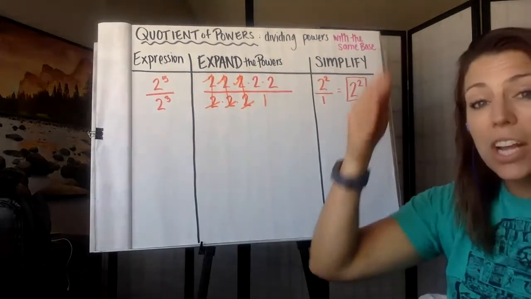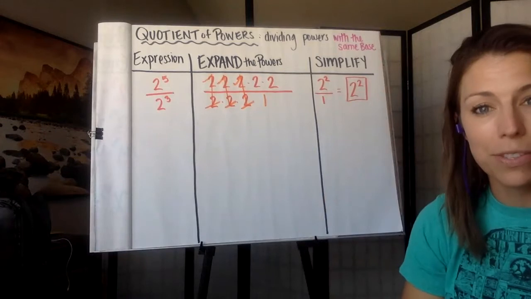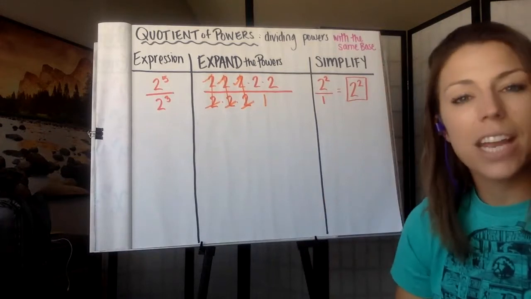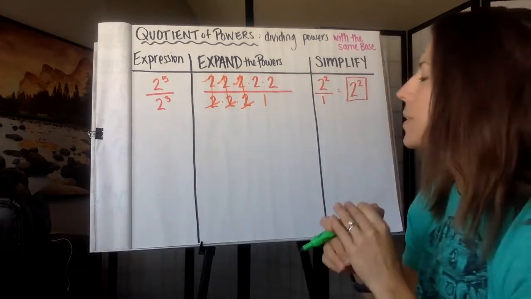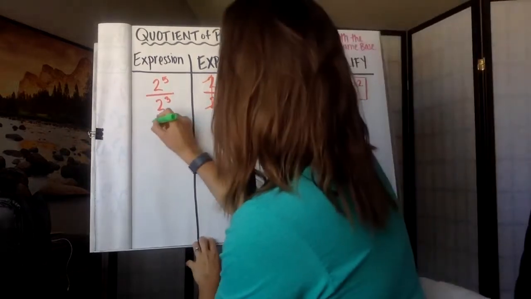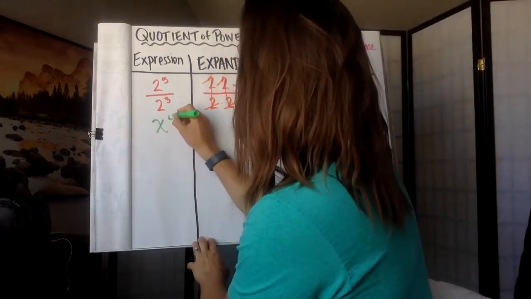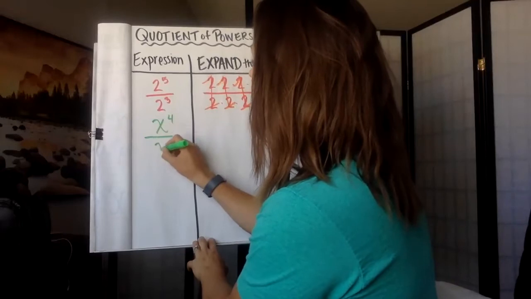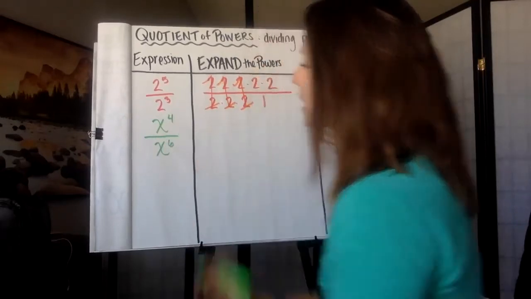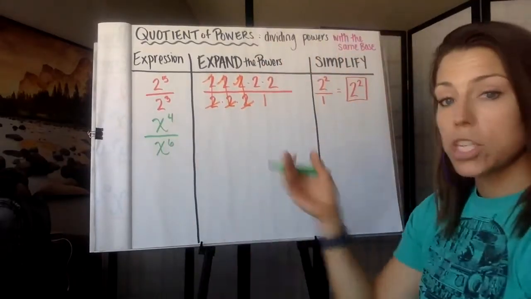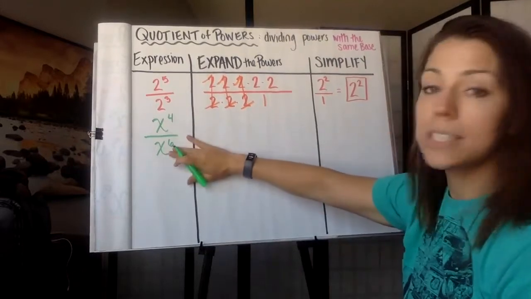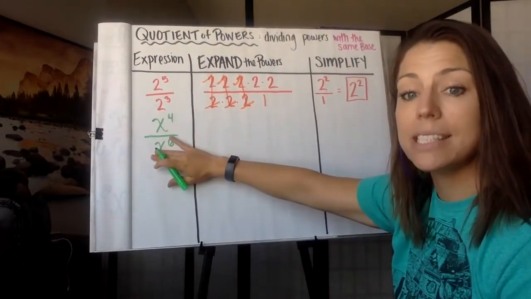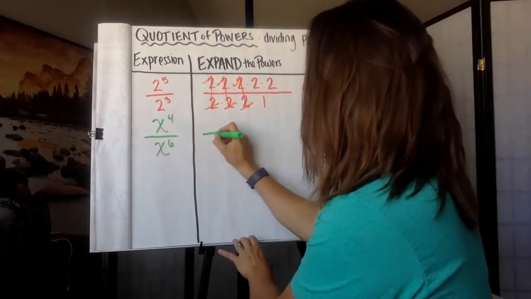And that's how we simplify with a quotient. So for a quotient, you have to have the same base because we're going to look for some big ones. Let's try another example, this time with some variables. So what if I had x to the power of 4 divided by x to the power of 6? Is it a quotient? Yes. Are they powers? Yes. And do they both have the same base? Yes. So let's go ahead and expand.